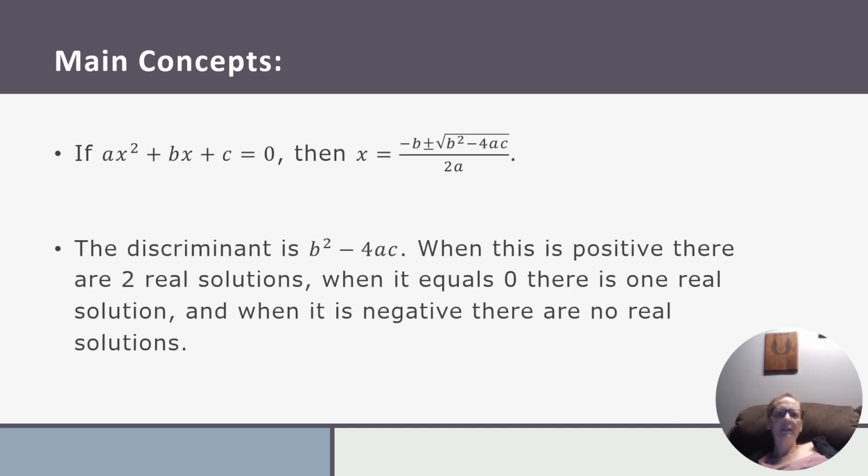The discriminant is b squared minus 4ac, because that's what's inside the square root. Basically, it tells you what kind of solutions you're going to get. When it's positive, there are 2 real solutions, or 2 x-intercepts. When it equals 0, there is 1 real solution, or 1 x-intercept. And when it's negative, there are no real solutions. So back in that picture, maybe it'll make a little more sense now.